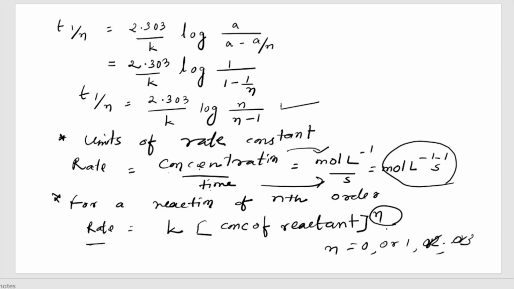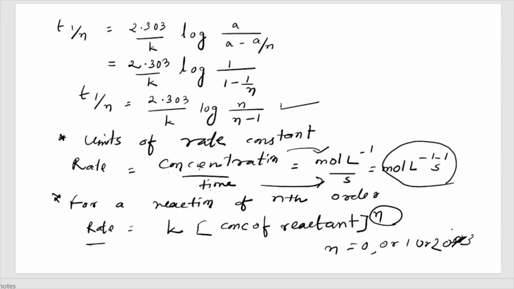If n is 0, it is zero order. If it is 1, first order. If it is 2, it is second order. If it is 3, third order. So here you will see zero, first, second, and third order. According to that you can know the order, but how can you calculate the unit of the rate constant?